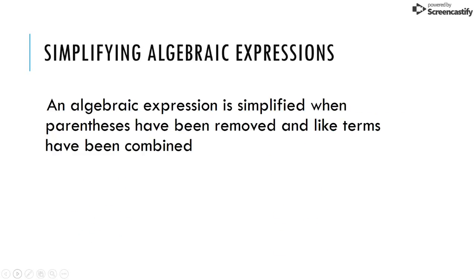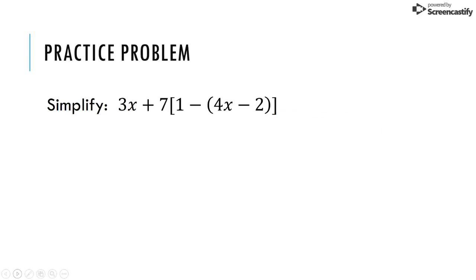Remember, when we're simplifying, an algebraic expression is simplified when the parentheses have been removed and like terms have been combined. So let's just look at one example. Remember, parentheses can be both curved as well as those brackets. Okay, so we've got two different sets of parentheses here. So notice that in order of operations, we focus on parentheses first. Within the brackets, I have my parentheses of 4x minus 2. Well, those are not like terms, so I can't really do anything there, which means that I'm going to distribute that negative. So we're going to have a negative 4x and a positive 2.